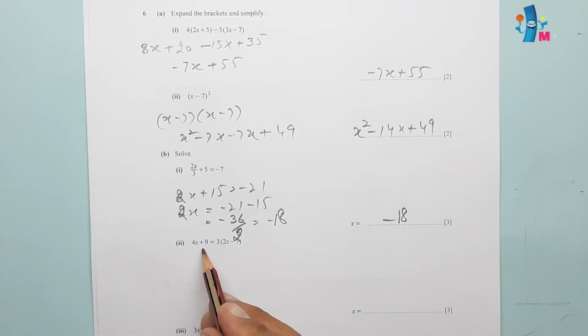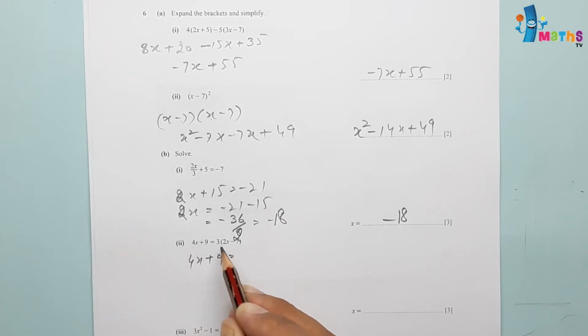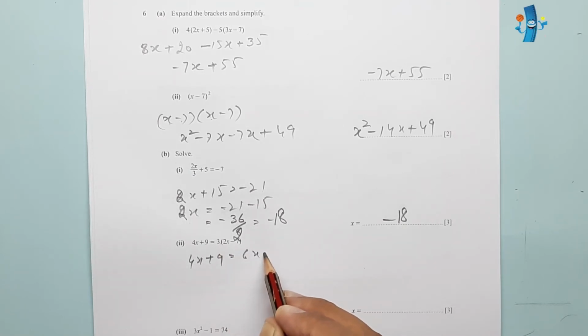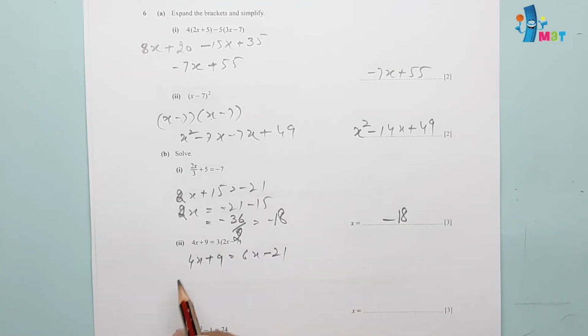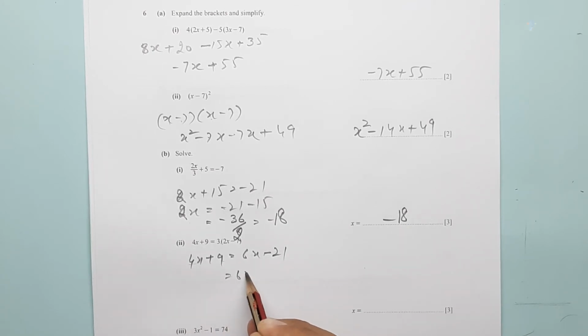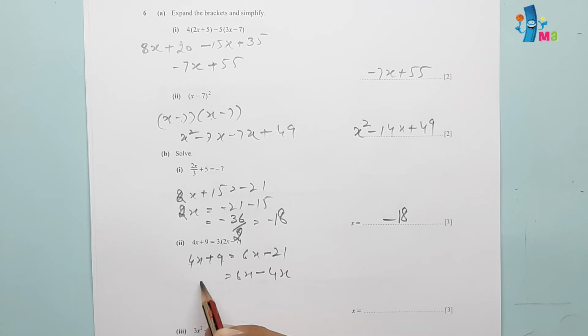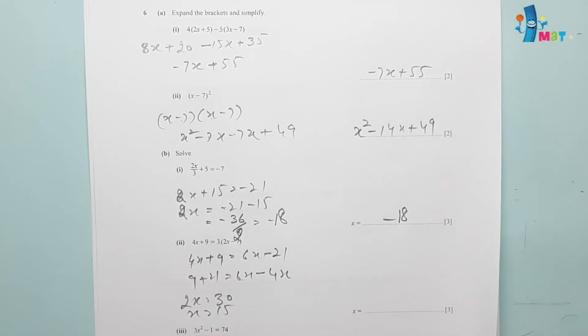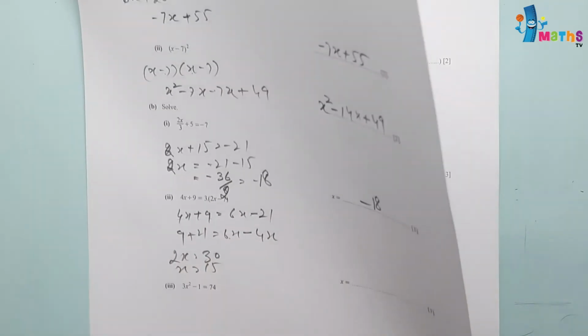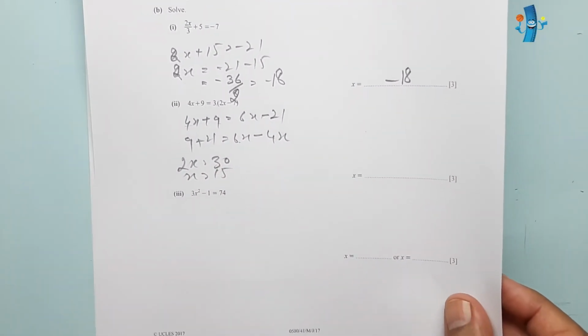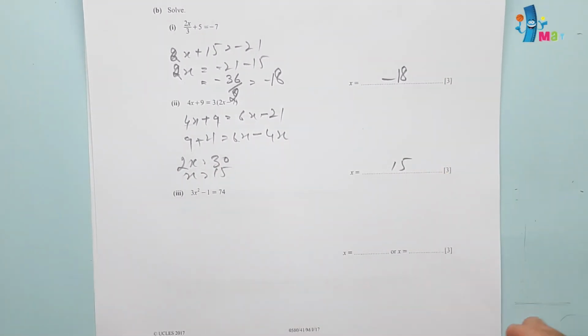Second part, 4x plus 9 is equal to this, so we'll open the bracket. 4x plus 9 is equal to 6x minus 21, and we can shift everything to this side. So 6x minus 4x and 9 plus 21, this will be 2x is equal to 30, so x is equal to 15, and this will be our answer.